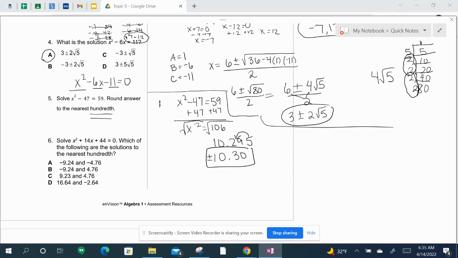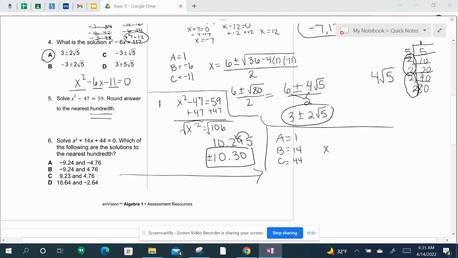Number 6, again, quadratic equation. Because of the type of answers that I have here, they're not nice whole number answers, I'm going to go straight to the quadratic formula for this problem. So the quadratic formula starts with finding my A, my B, and my C. In this case, my A is 1, my B is 14, and my C is 44.